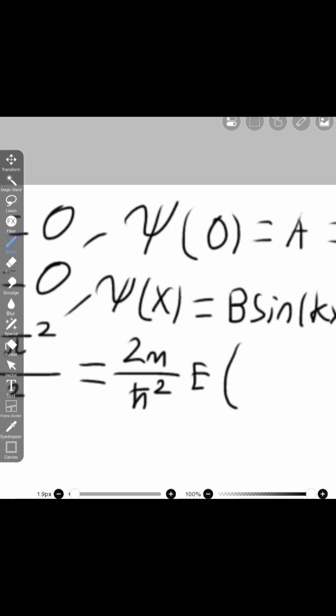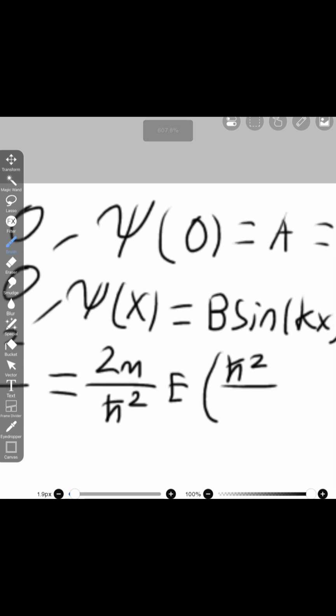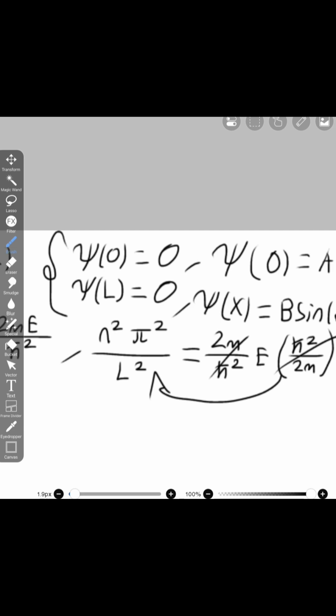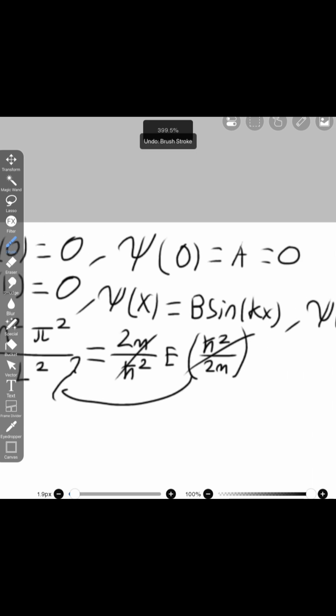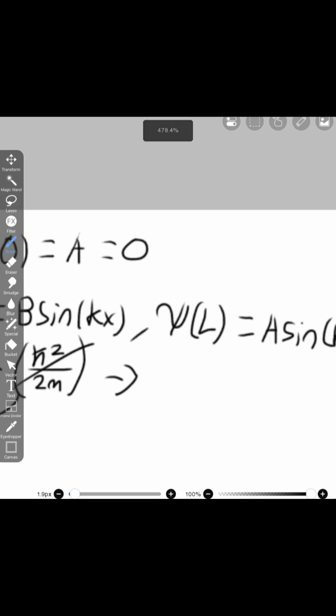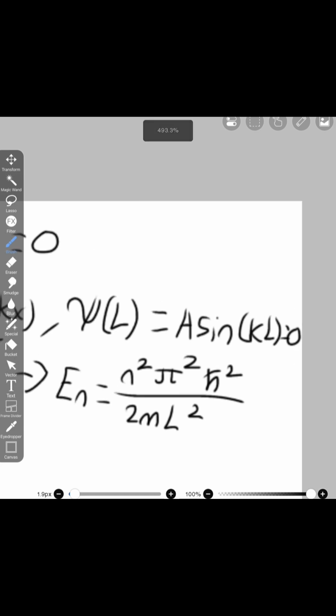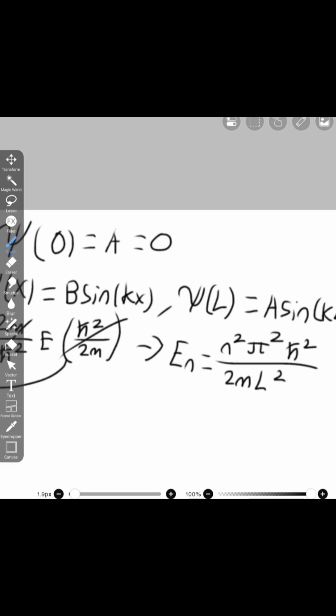So we have to multiply both sides of the equation by the inverse of this term, which we returned to from the original Schrödinger equation. So these cancel out. Now we can multiply this entire term beside this fraction. Finally, we will have the energy eigenvalue, which is n squared times pi squared times the reduced Planck's constant squared all over 2m times L squared. And remember, L is our width.